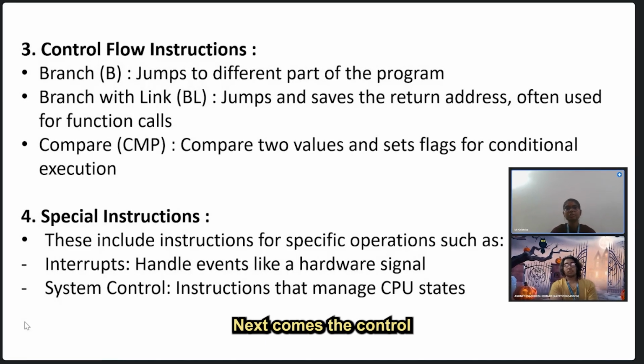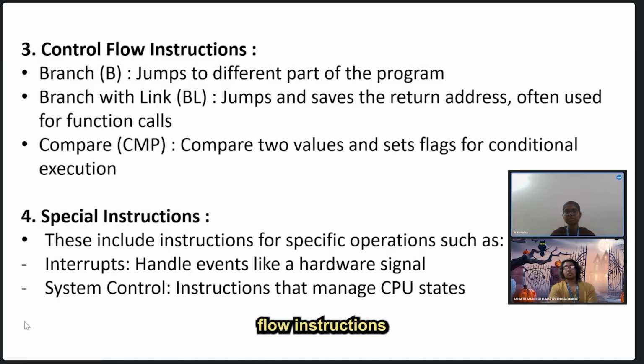Next comes the control flow instructions. The control flow instructions consist of branch, branch with link, and compare. Branch jumps to a different part of the program, and the branch with link is also similar to the branch instruction, but the difference is that it saves the return address of the previous instruction, and this is often used for function call. Next comes the compare instruction, which compares two values, and based on the comparison it sets the flag. So these flags are used for the conditional execution. A particular decision is taken based on the value of the flag.